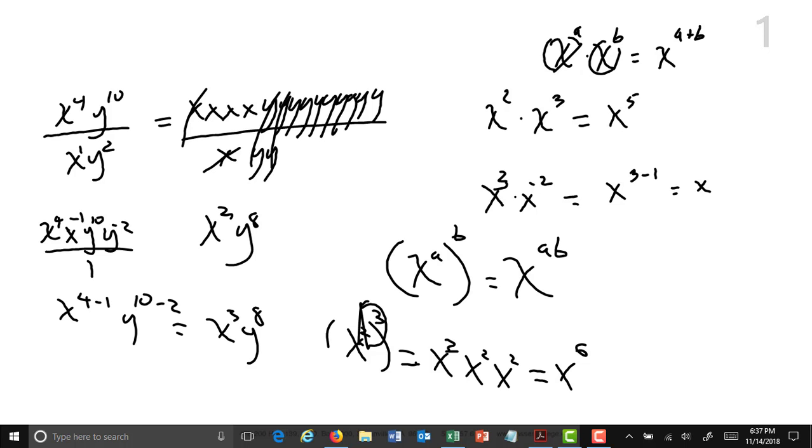It's a plus b when we're multiplying 2 x's with the same base. This is a power raised to a power. When a power is raised to a power, you multiply the exponents. When it's a base times the same base, it's just adding the exponents of the powers. Any question?